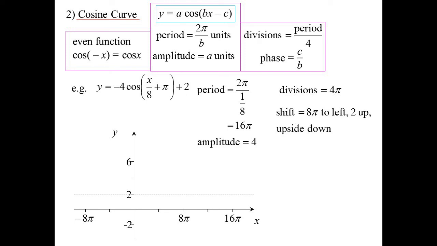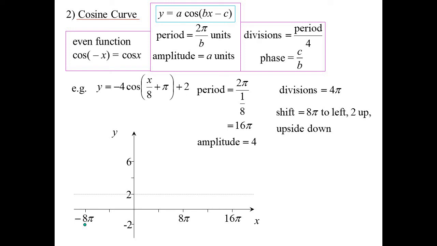The amplitude we said was 4. So therefore this will go up to 6, down to -2. Mark off the divisions of the x-axis. I said I was going to do that every 4 pi. Okay, cosine function. Well, the cosine function would normally start up at the amplitude. So this one will start at 6, except it's also upside down. So I'm going to start down at -2. But we've also got a shift to the left. So I'm actually starting at -8 pi, -2.